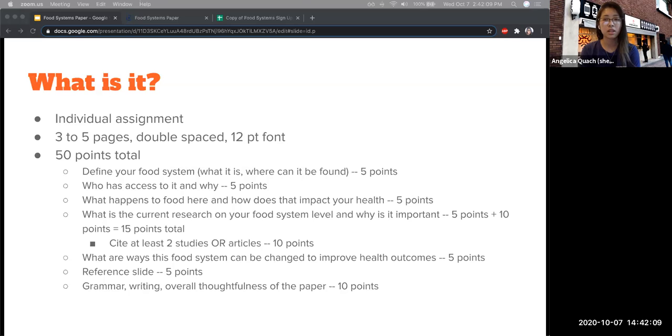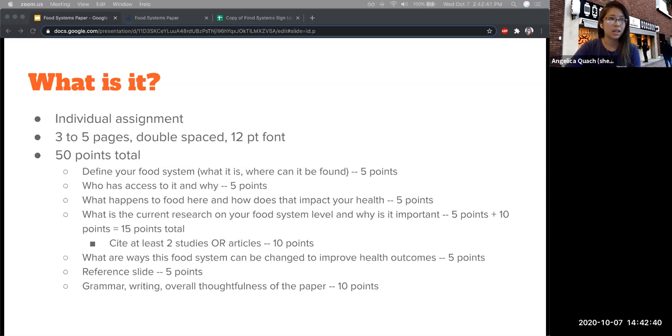The reference slide is going to be 5 points as well. And then grammar, writing, overall thoughtfulness of the paper, that's an additional 10 points. That just covers whether or not we feel that you put in effort for this assignment. It's not supposed to be a very stressful assignment. We just want to make sure that you are researching the food system that you signed up for and that you're answering the questions we pose for you. That will hopefully lead to your greater understanding of that food system. So that's going to be 10 points, and all that totals up to 50.